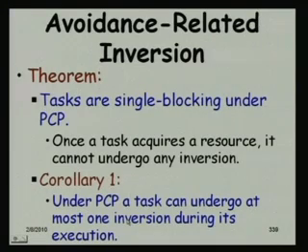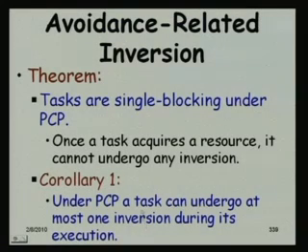See, even though we talked of so many inversions, inheritance related inversion, direct inversion, avoidance inversion, but at best one task can undergo any one of those inversions. It cannot at the same time first suffer an inheritance inversion and then an avoidance inversion and then a direct inversion, not possible. So this corollary will follow directly from here, because it is single blocking. So, once it has blocked under some inversion, it will not block further.